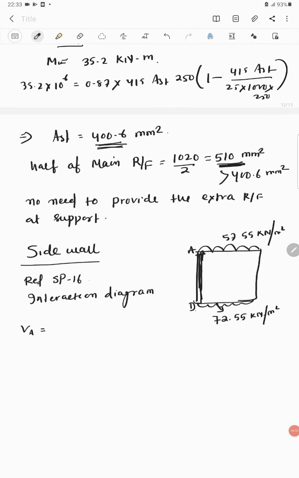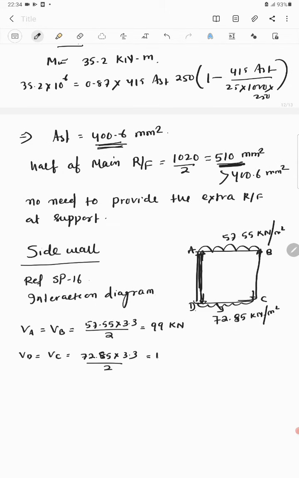So reaction at A here, this is B, this is C, which is equal to reaction at B. So this is uniformly distributed load. 57.55 into 3.3 divided by 2, which is equal to around 99 kilonewton. Similarly here, V at D and C, V at D is equal to V at C, which is equal to 72. This is 85. 85 into 3.3 divided by 2 is equal to 120.2 kilonewton.